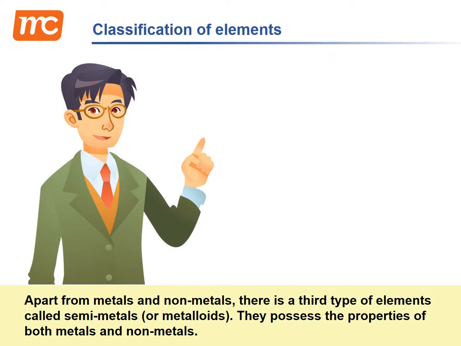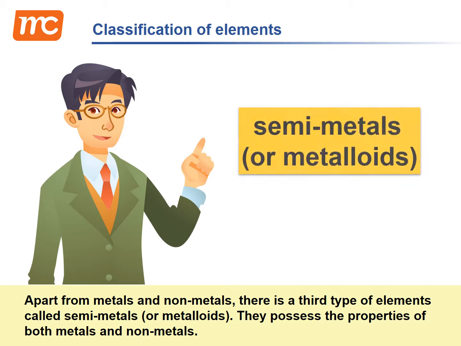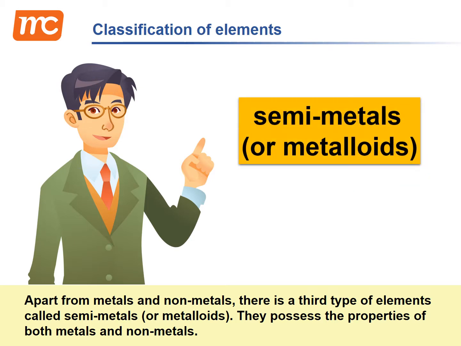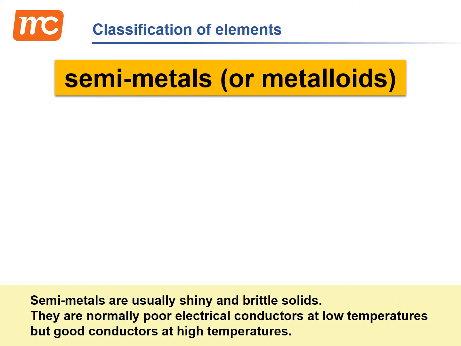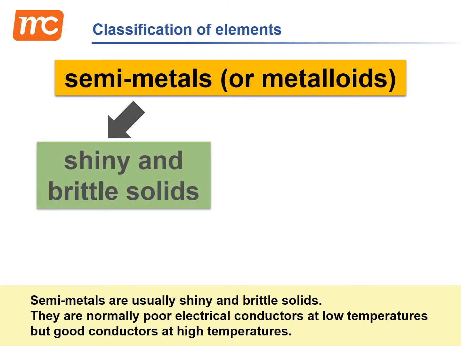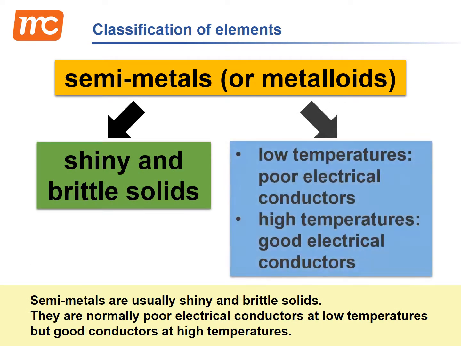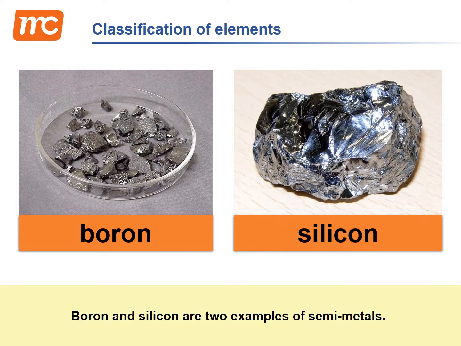Apart from metals and non-metals, there is a third type of elements called semi-metals, or metalloids. They possess the properties of both metals and non-metals. Semi-metals are usually shiny and brittle solids. They are normally poor electrical conductors at low temperatures, but good conductors at high temperatures. Boron and silicon are 2 examples of semi-metals.